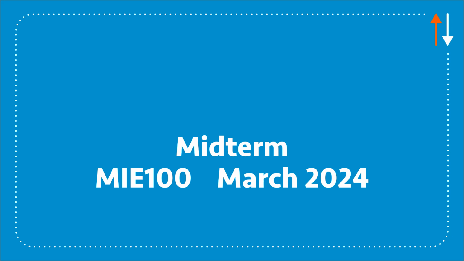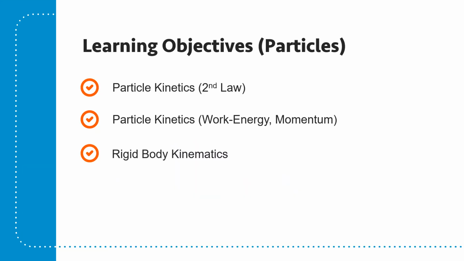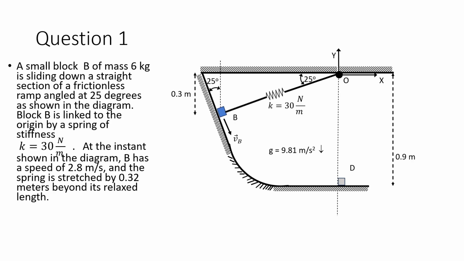So this is the second exam, which we term the midterm. The first one is the quiz. And it was given in March 2024, about a month away from the end of lectures and covering the first part of rigid body kinematics. So the goals here were really to cover particle kinetics, which we had completed with work energy, momentum, second law, and start to talk a little bit about rigid body kinematics.